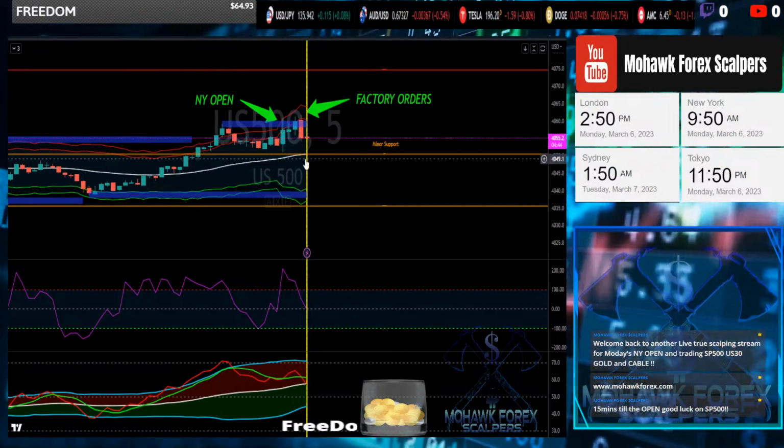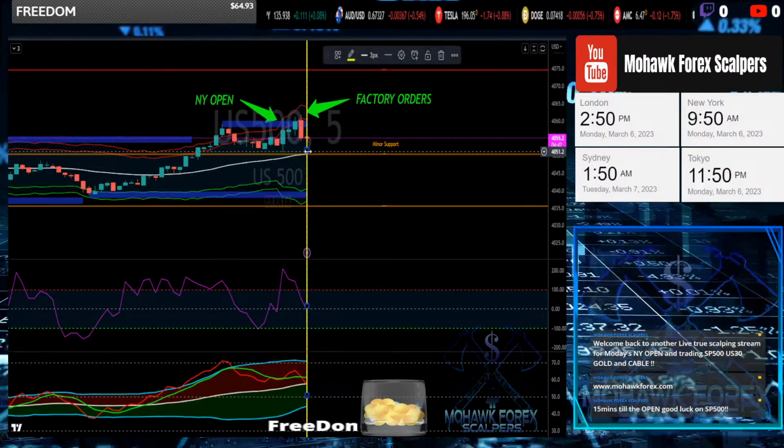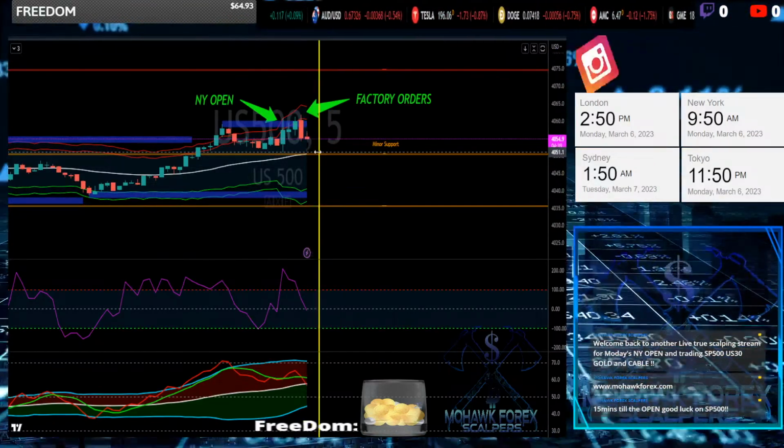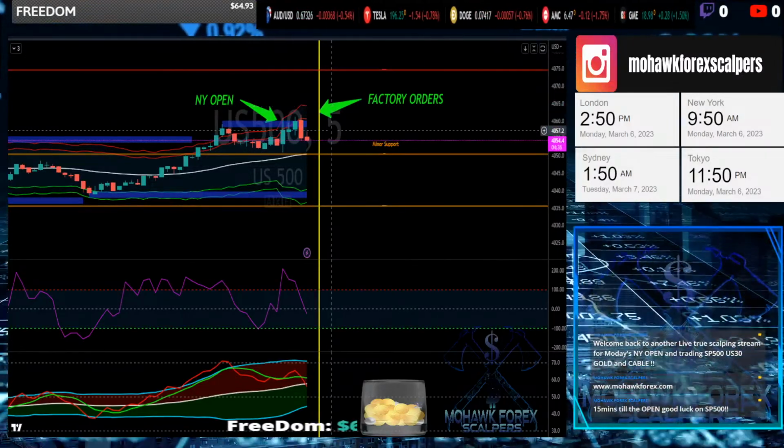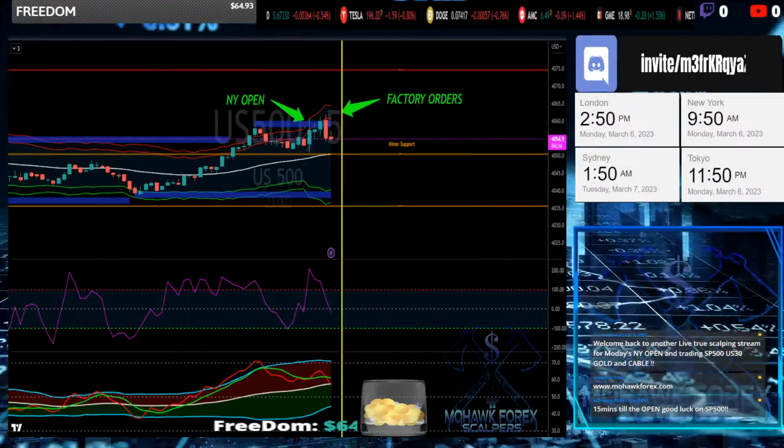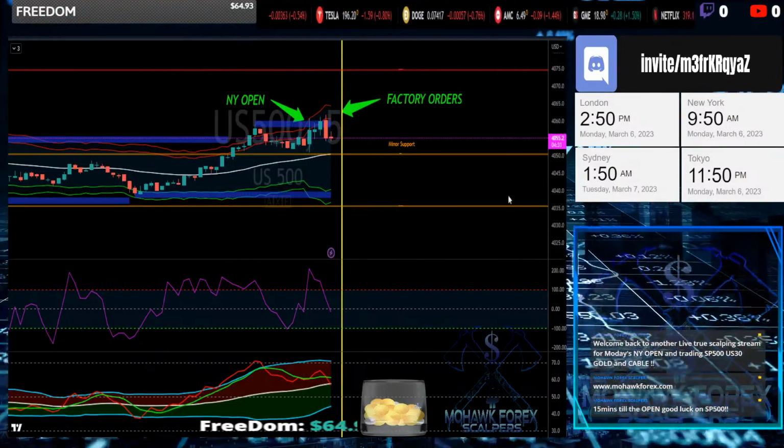Factory orders 10 minutes away. Just going to move that up. Make sure it's in the right place. That was a nice rejection. Nice rejection off that zone. That's all we've got to look for.